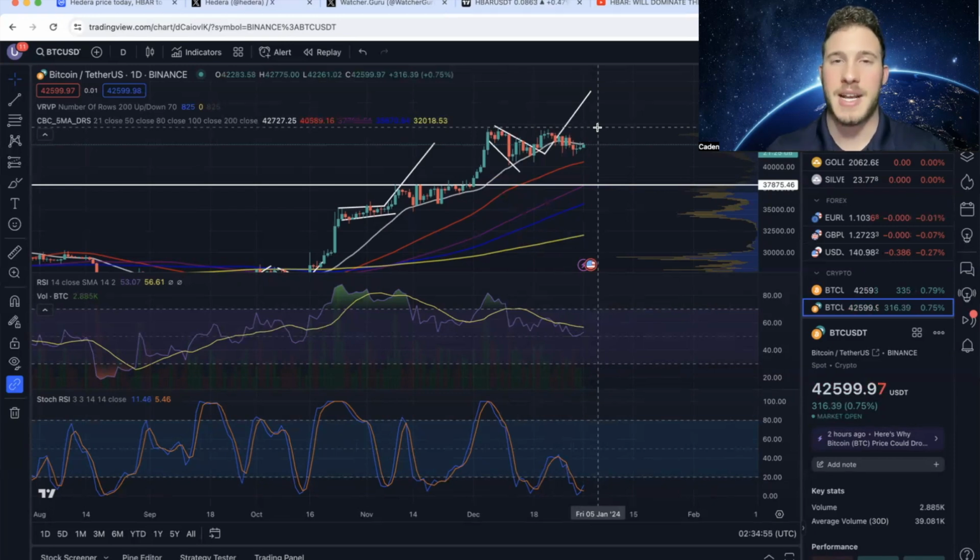But also, as I say in every single one of my videos, macroeconomics significantly outweigh technical analysis. So if all of a sudden the Bitcoin spot ETFs were to get approved, that could skyrocket the entire market. On the contrary, if they get rejected or something terrible happens, that could tank the entire market. So just understand in the short term, crypto is going to be extremely volatile. Anything can happen. But that's about all.